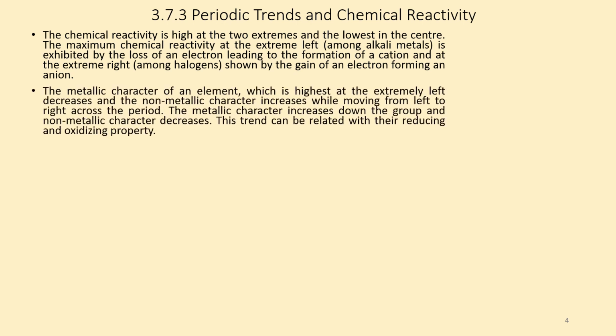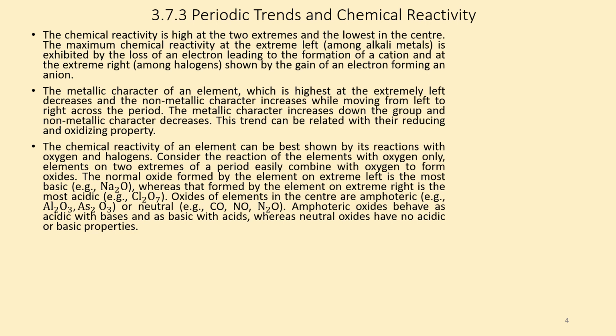The metallic character of an element, which is highest at the extreme left, decreases and non-metallic character increases while moving from left to right across the period. The metallic character increases down the group and non-metallic character decreases. This trend can be related with their reducing and oxidizing properties.